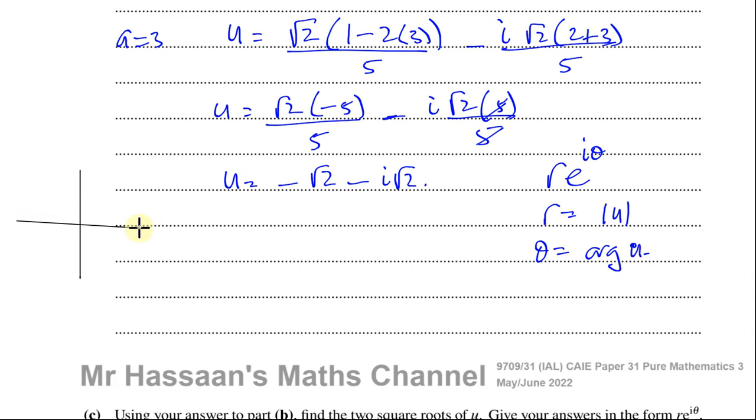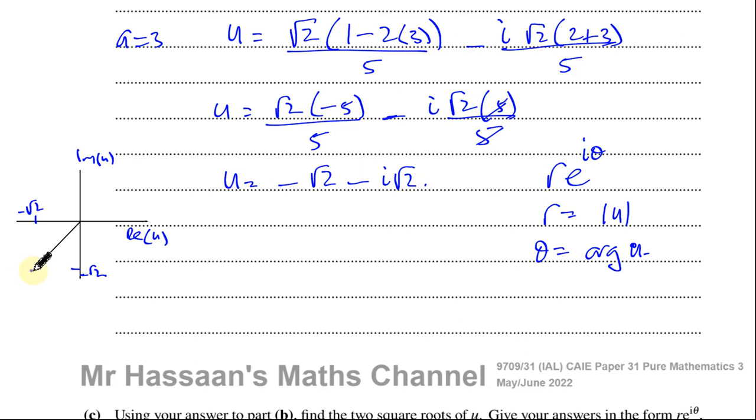So I'm going to draw a little Argand diagram over here, and we have our point. We have the imaginary part of our complex number, and we have the real part of the complex number. Always the real is horizontal and the imaginary is vertical. So you have negative root 2 on the real part, and also negative root 2 on the imaginary part. So our complex number, if we illustrate it, will be somewhere down here.